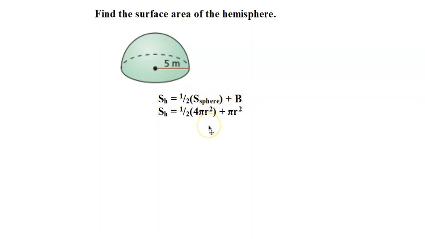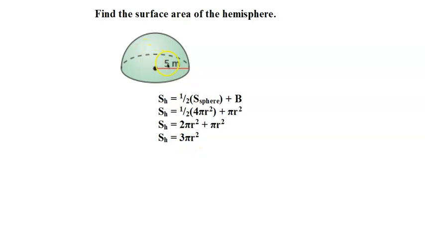And so we have 1/2 of 4 pi r squared plus the base, which is a circle, so that's another pi r squared. Half of 4 pi r squared would be 2 pi r squared, plus another pi r squared is 3 pi r squared. So the surface area of a hemisphere is 3 pi r squared.